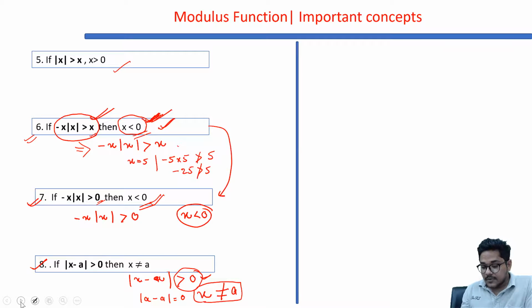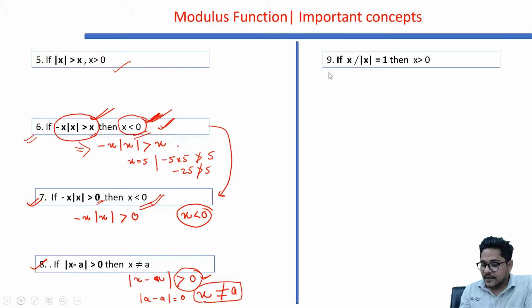Now let's look into another property that we have. Very important and interesting property. Again, it goes with the basic concept of the modulus function: if x upon modulus of x equals 1, then x is greater than 0. Why? Because if x is positive, the modulus function would give a positive value, that is x upon x. We are taking the case when x is greater than 0, then modulus of x would be x, and this equals 1. So it is just the reverse of what we have learned.